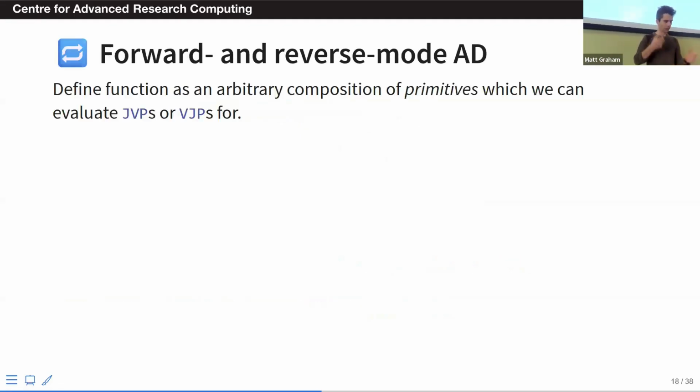So just to put that all together, we consider forward mode and reverse mode automatic differentiation as basically just defining a function as an arbitrary composition of primitives. And what we define as our primitives is one of the key ways in which we structure our autodiff engine. We can do that at a very low level.